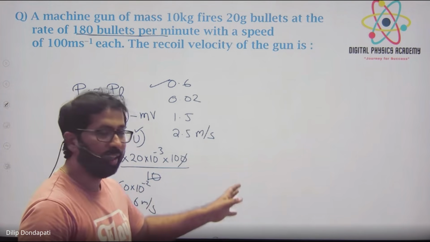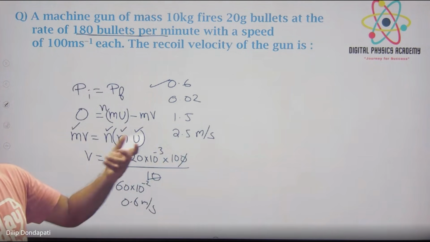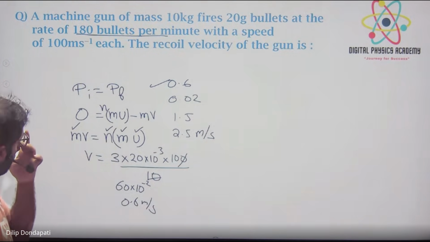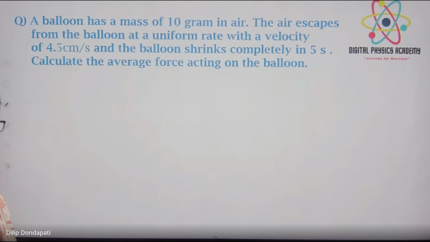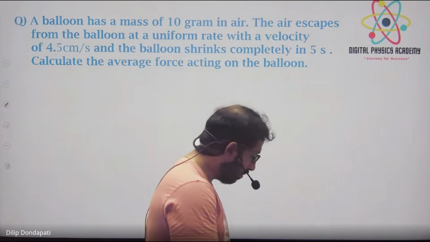Gun and bullet is easy, nothing much. N number means n multiplied with n. That's it. Number of bullets per second. Yes, sir. Let's go. These are all JEE Mains questions, asked repeatedly.